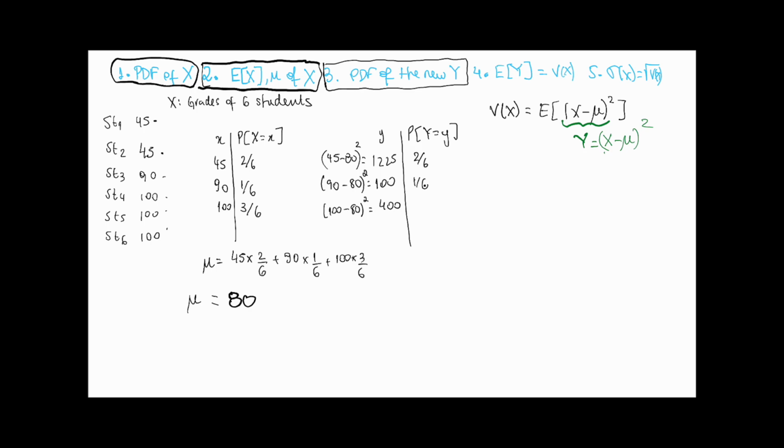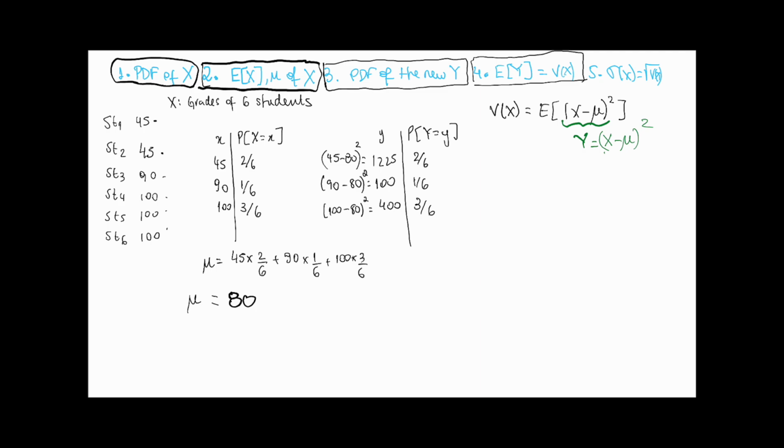Well, x has to be 90. This is 1/6. What's the probability of y being 400? Well, x has to be 100, so this is 3/6. Okay, cool. Now let's go to step number 4, where I have to find the expected value of y.